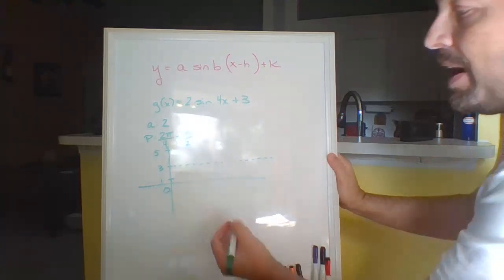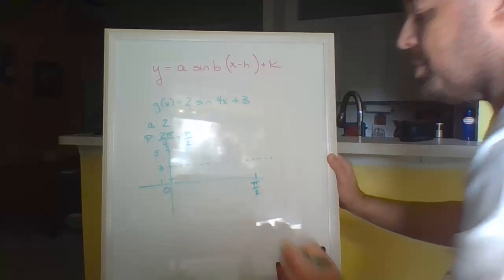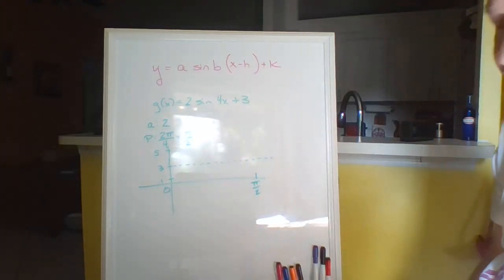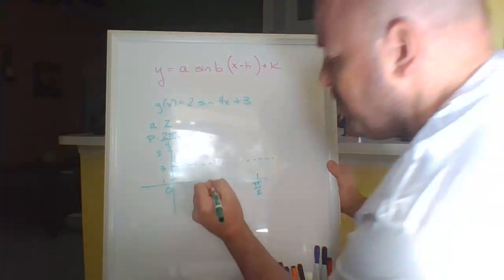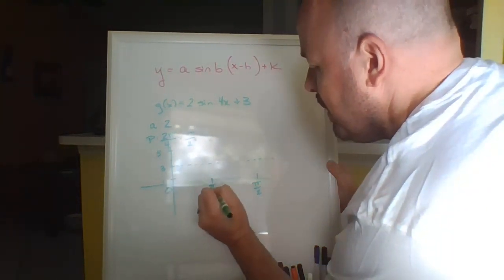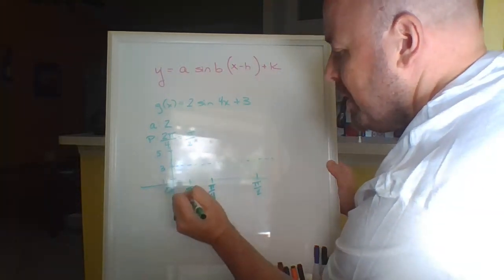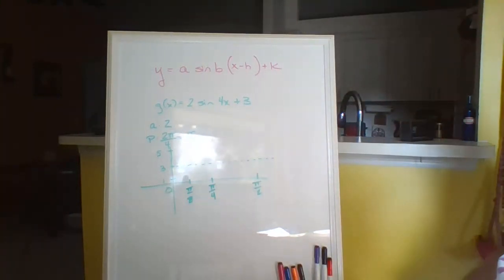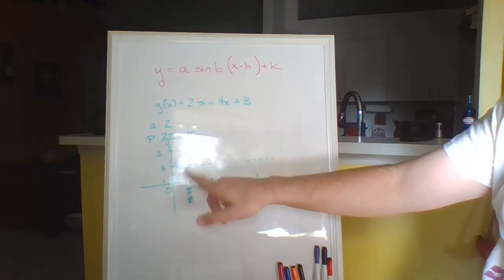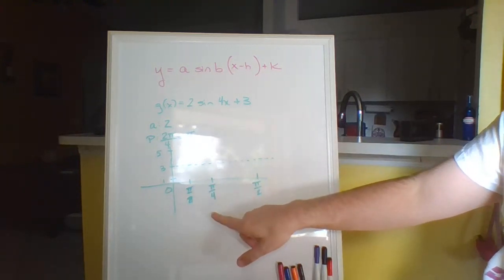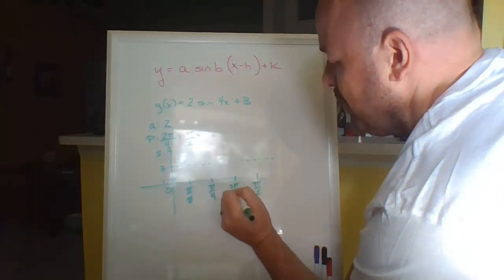So we said the period is pi over 2, so we're going to go from 0 to pi over 2. Our graph is going to start at 0 and go to pi over 2. Halfway between pi over 2 and 0 is going to be pi over 4. Halfway between 0 and pi over 4 is pi over 8. And again, if you want to think about what you're doing here, that's 1 pi over 8. That's 2 pi over 8. This would be 4 pi over 8, so this is 3 pi over 8.